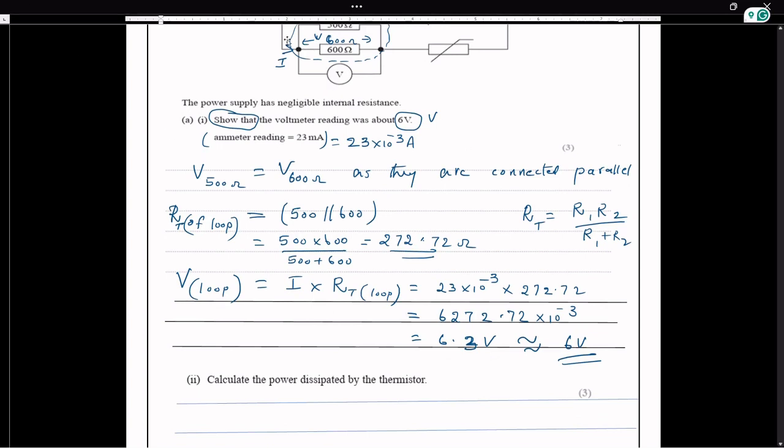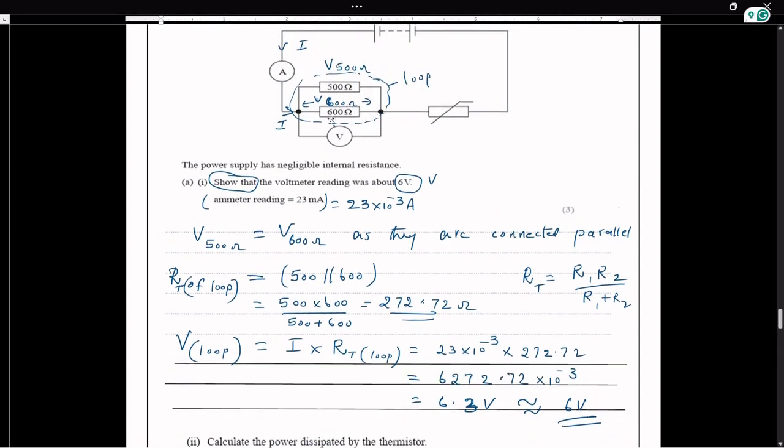So I have marked 500 and 600 in parallel as a loop. So the voltage of 500 or voltage of 600, as they are connected in parallel, is the same as the voltmeter reading. So let me write that also. The voltmeter reading is 500 or 600. So I'm calculating the total resistance of the loop. From that I'm calculating the voltage of the loop using Ohm's law.